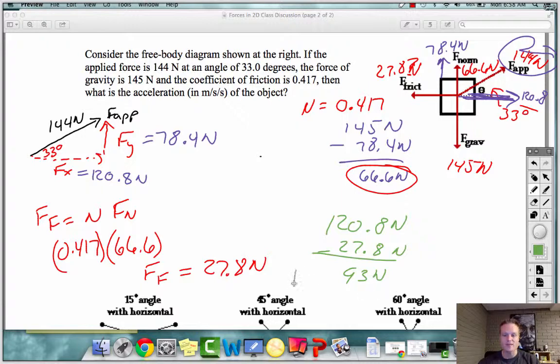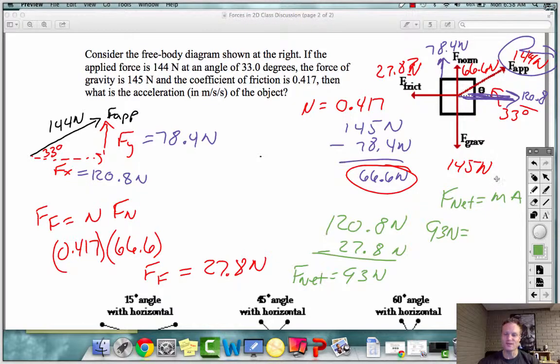That, my friends, is F net, which is really an important number because I can now use Newton's second law, F net equals ma. So my F net is 93 newtons. My mass, dang, what is my mass? That's a great question. They don't flat out tell us what the mass of this box is.